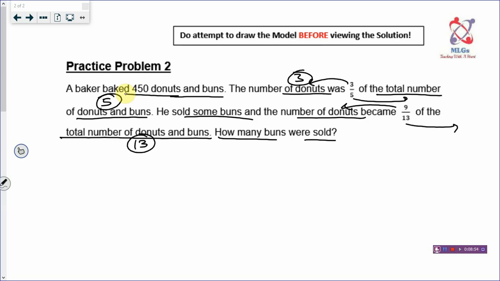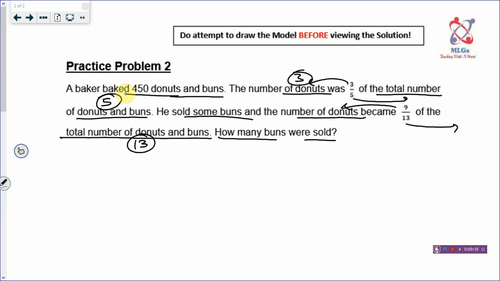So there are 4 answers. Total unchanged. When is the total unchanged? When there's a transfer. Alright, you put some donuts from one box into another box. For example, you have a box with donuts and a box with buns, and then you take out some donuts and put into the box with buns. Right, there's a transfer. So the total is unchanged.